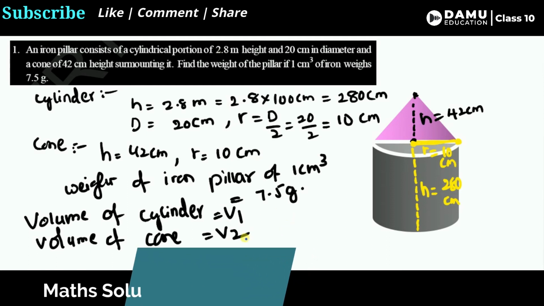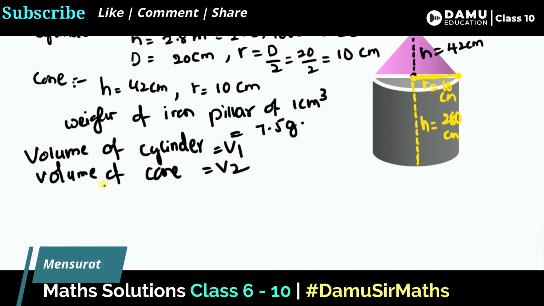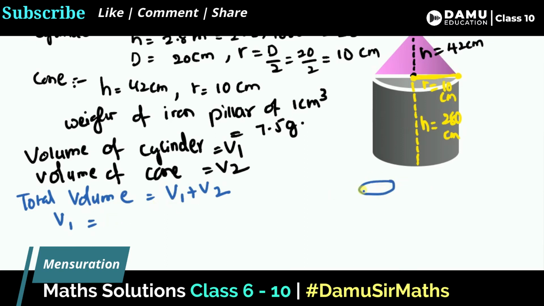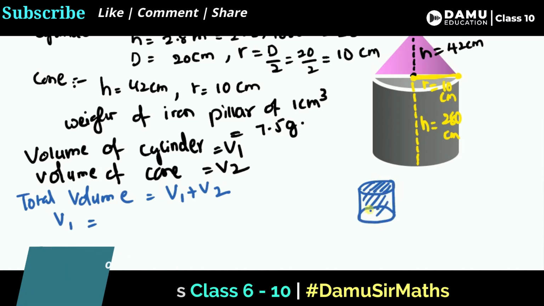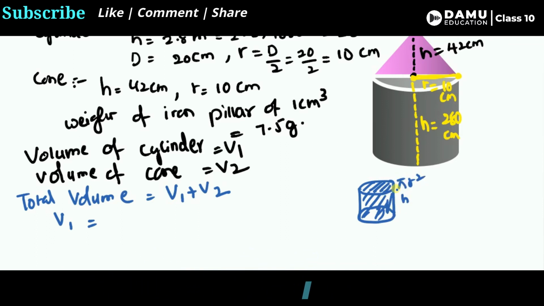So what is the volume of the iron pillar? Total volume will be equal to V1 plus V2. So what is V1? The volume of the cylinder. The cylinder will be like this. Volume means we get the complete portion of the circle from top to down. So what is the area of this? Pi r square. The area of the circle is pi r square, extended up to height. So area into height, that is pi r square h, the volume of the cylinder.